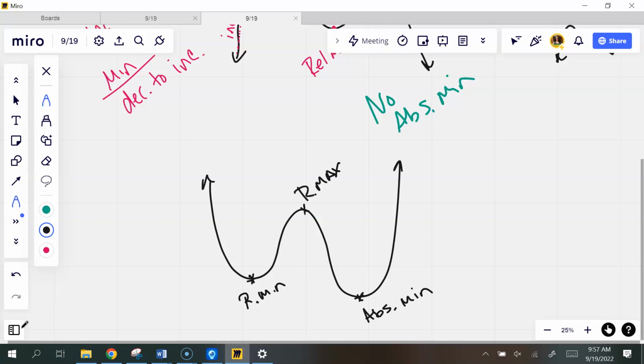it's also an absolute. I don't think, on your sheet, it only says relative maximum to minimum. Every absolute is also relative. That's correct.